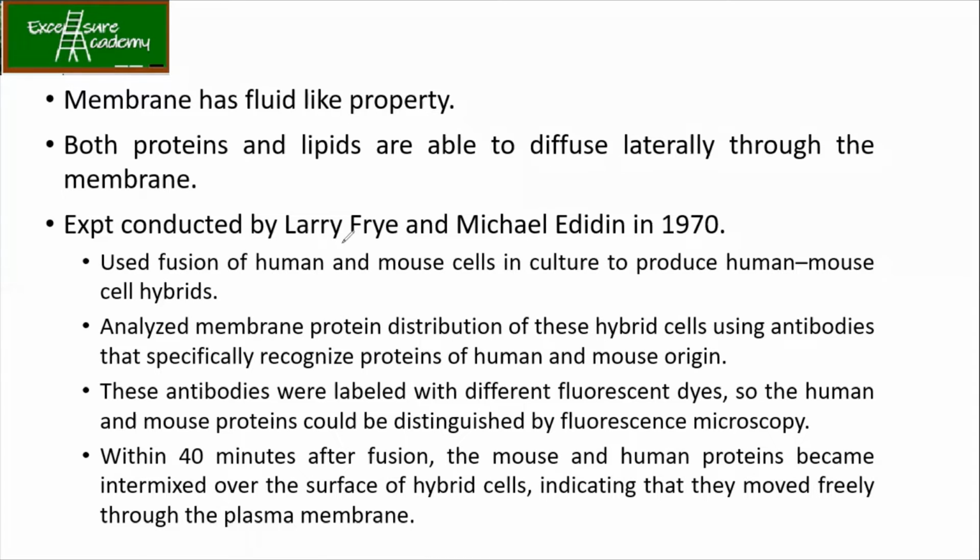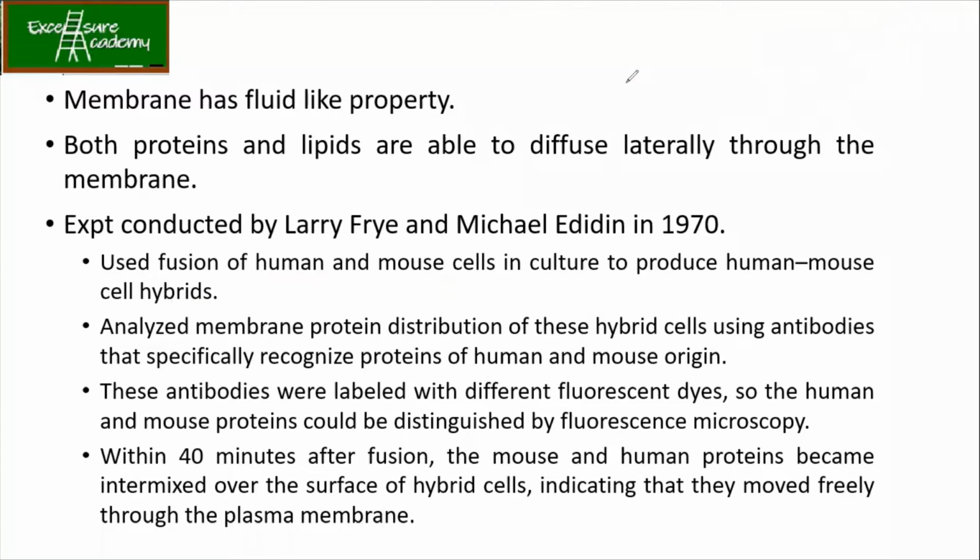So these people, Larry and Michael, used fusion of human and mouse cells in culture to produce human-mouse cell hybrids. Then they analyzed the membrane protein distribution using antibodies. Obviously there will be certain differences between the human cell and the mouse cell. जो भी different protein होगा उसके against आपने antibody बनाया है. These antibodies will be labeled with a fluorescent dye or chromophore. कुछ भी color हो सकता है या कोई fluorophore होगा. Now within 40 minutes after fusion, the mouse and human proteins became intermixed.